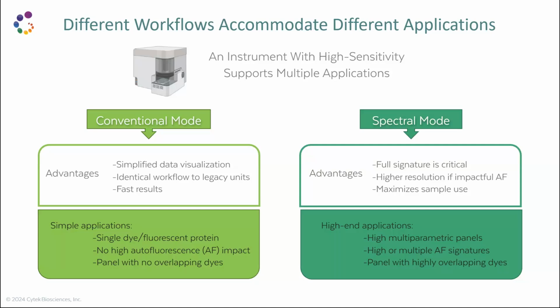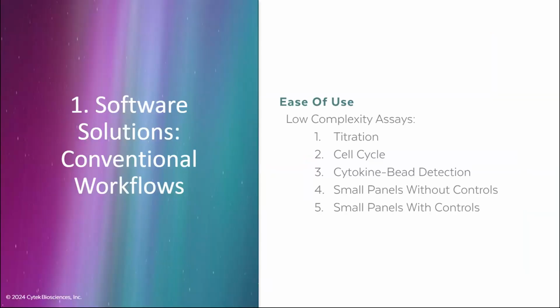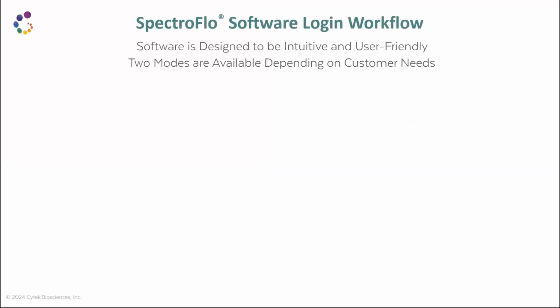But let's then describe. For conventional workflows, what I'm going to show you is that if you have less information displayed in the software, less information in your files, that's going to help with ease of use. And that applies to assays that have low complexity. Titration, cell cycle determination, detection of soluble cytokines using beads, even small panels where you might not need compensation controls, or small panels that need compensation controls, and we will review that in a minute. But I want to show you all of that functionality in the software by actually looking at the steps that you would need to go through within the software to complete certain tasks.